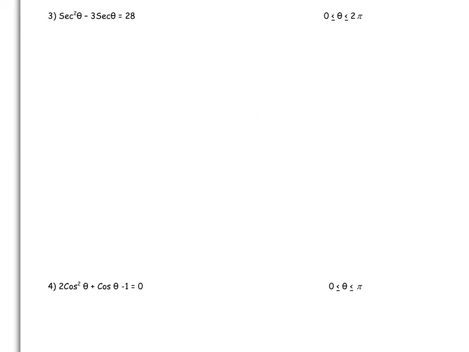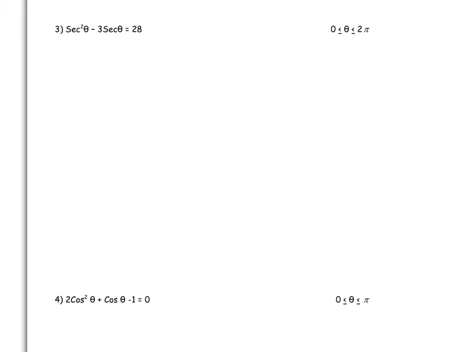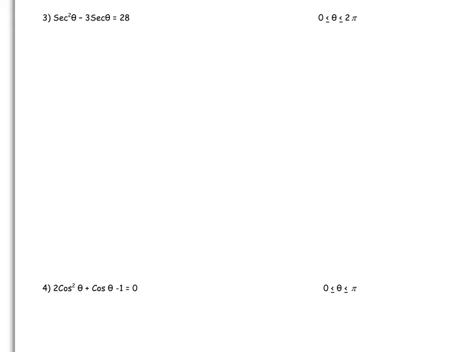Okay, the trig function that's given here is secant, so we're going to do the same thing. We're going to let x equal secant of theta. So let's go ahead and write that down. Let x equal secant theta. So x squared minus 3x equals 28. It's not set equal to 0, but how do I get this 28 to this side? Simply subtract.